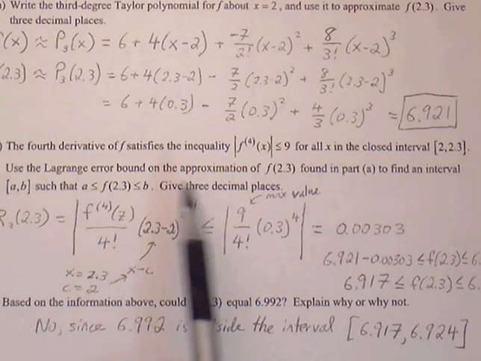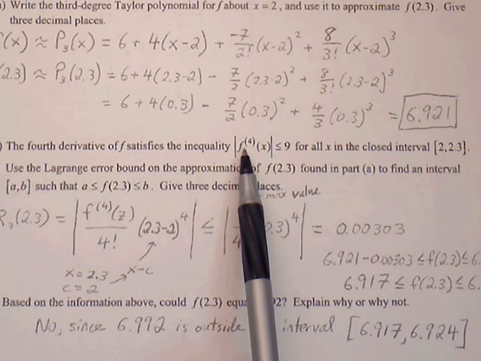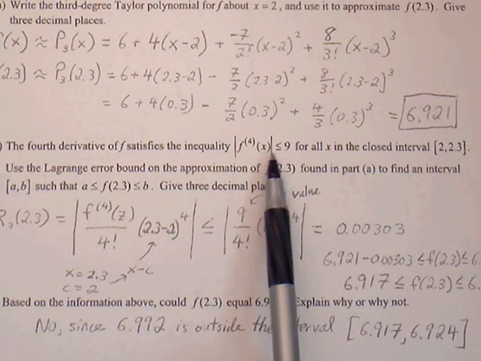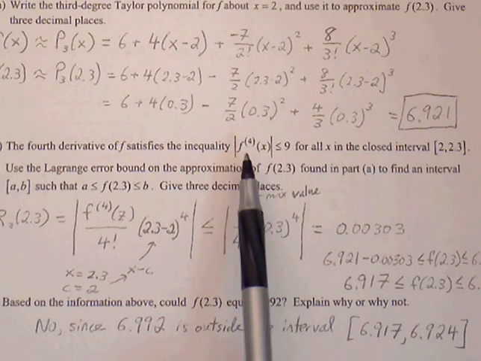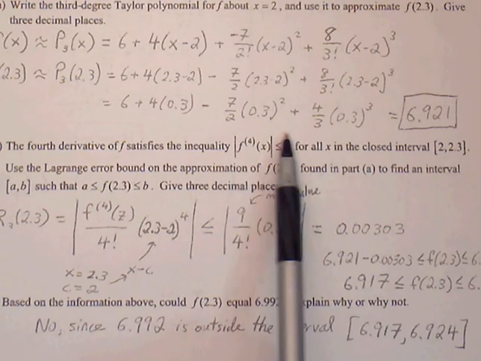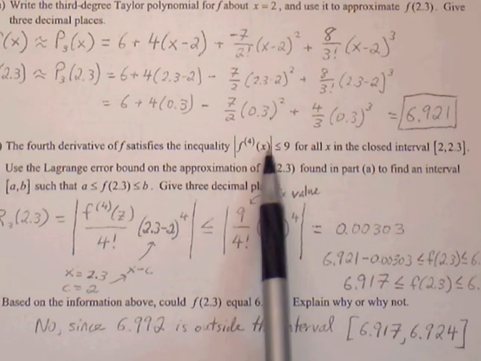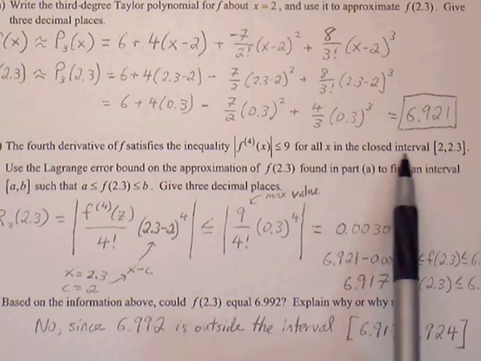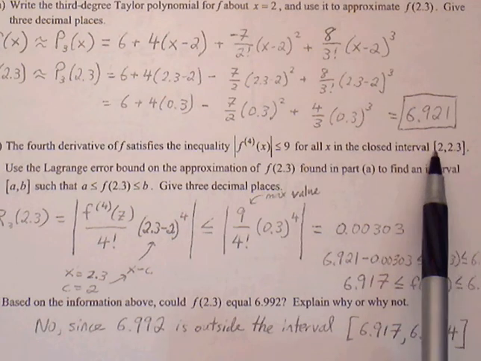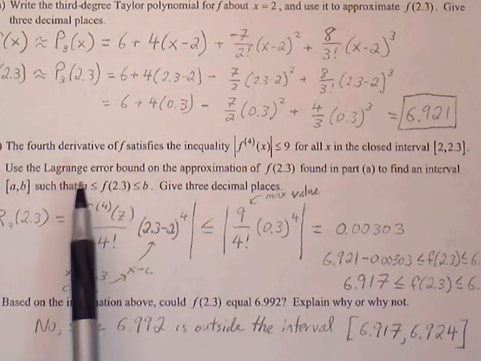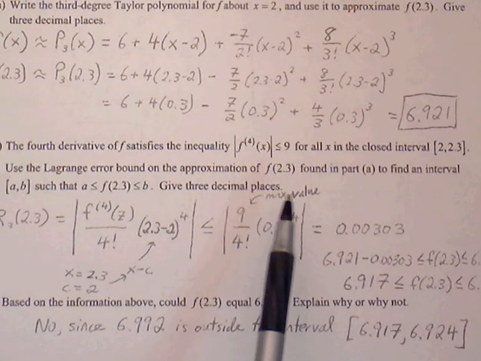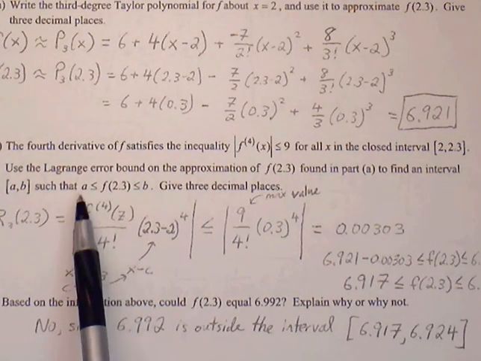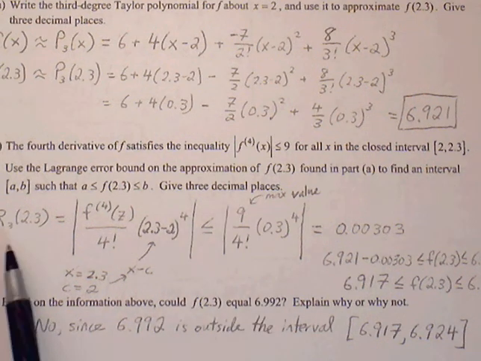The fourth derivative satisfies the inequality: the absolute value of the fourth derivative of f is less than or equal to 9. So we can already see that this 9 is going to be a safe upper bound that we can eventually use for the Lagrange error bound. For all x in the closed interval from 2 to 2.3, use Lagrange error bound on the approximation of f of 2.3 found in part A to find an interval such that f of 2.3 sits between a and b. Give 3 decimal places.